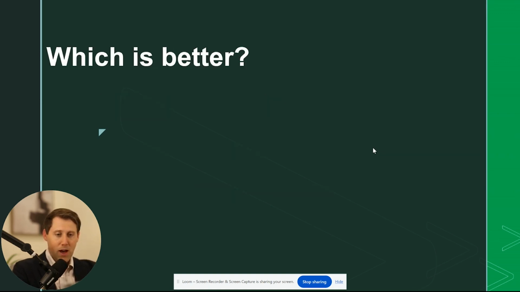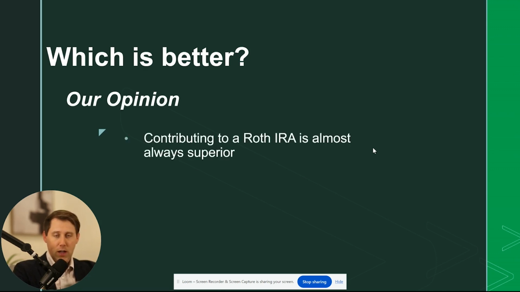When we think about which account is better, this is just our opinion and it is situational, but in general, a Roth IRA is almost always superior to a pre-tax IRA, including during your working years. We think that it is rare that a pre-tax IRA is going to be superior to a Roth IRA. So if you're trying to decide which one to contribute to and you're unsure, the Roth IRA is almost always better. Now, there are instances where the pre-tax may be more advantageous.